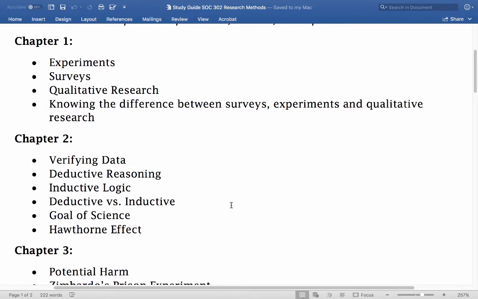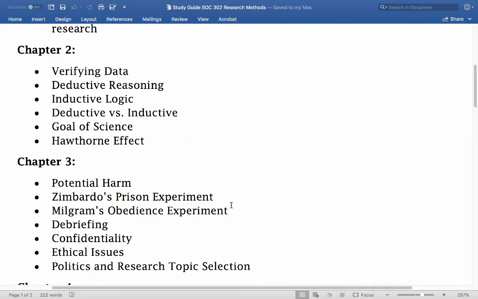All right, chapter two. Verifying data. How is it that you verify? You verify by observing things. That's pretty straightforward. Deductive reasoning: if the evidence is true, then the conclusion must be true. And the chapter goes a lot into understanding the difference between deductive reasoning and inductive logic.